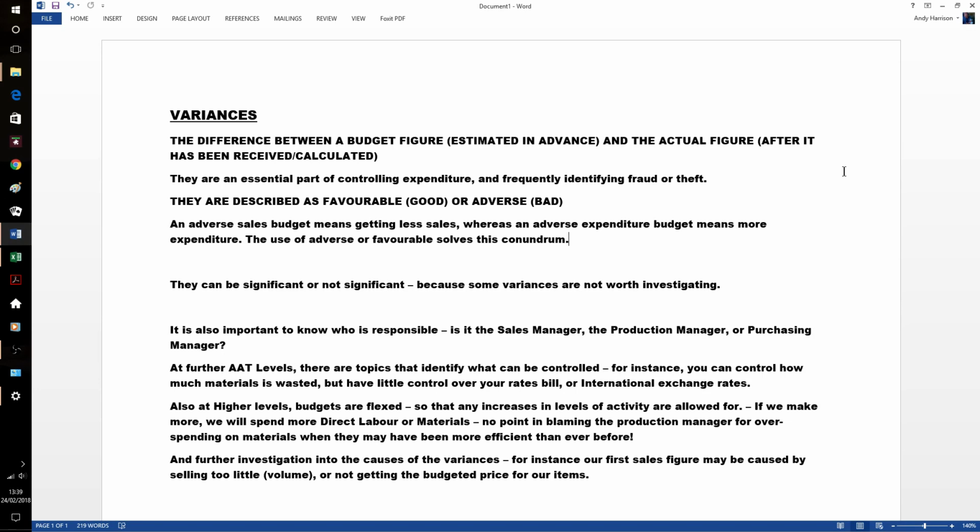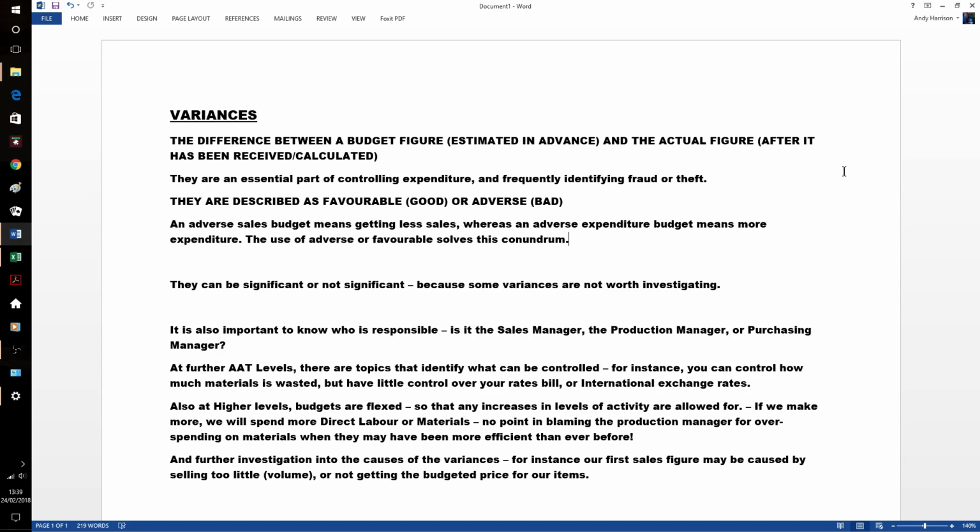Our variances can then be described as significant or not significant. We look at the numbers, and some variances just aren't worth investigating. The ones that are not significant are either too low a percentage or we can't really control them. And then we've also got to look at who's responsible: sales, production or purchasing. Just a little bit of common sense there. No point blaming the admin manager for the fact that we haven't sold enough or that we spent too much on materials. At further AAT levels, variances get really developed.